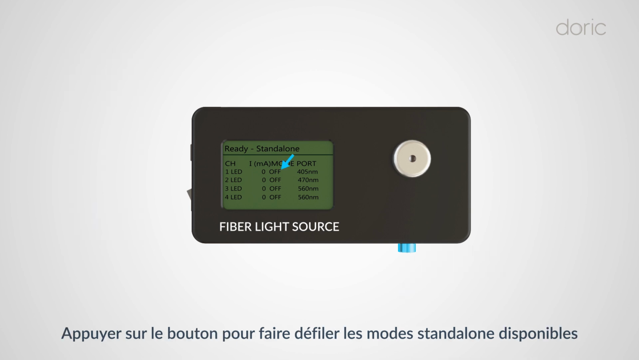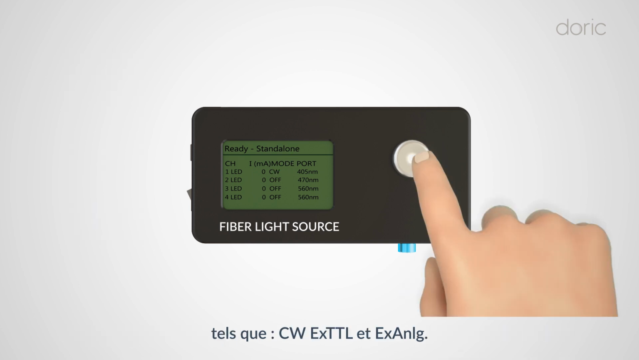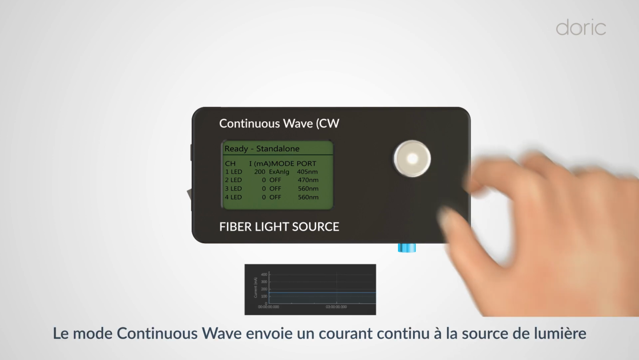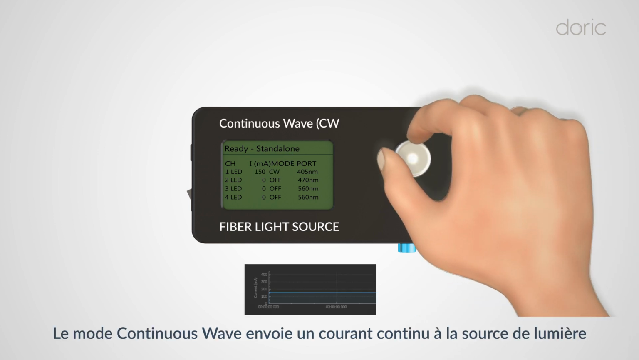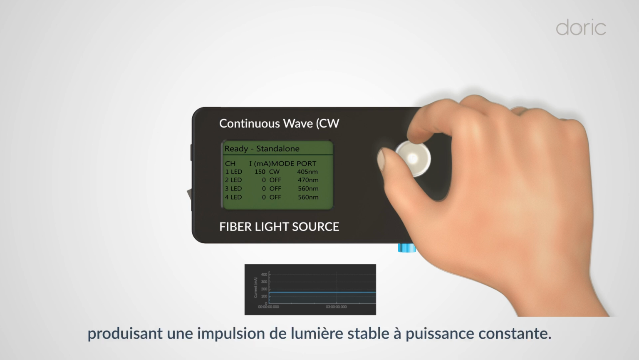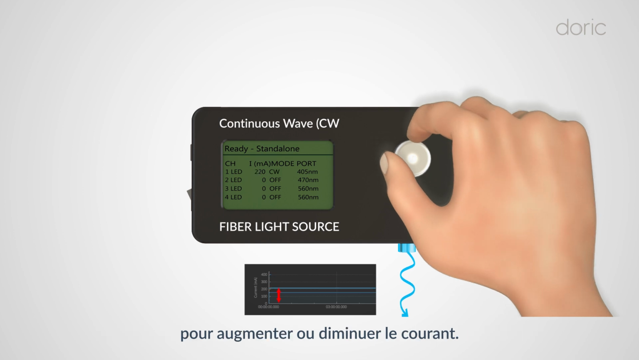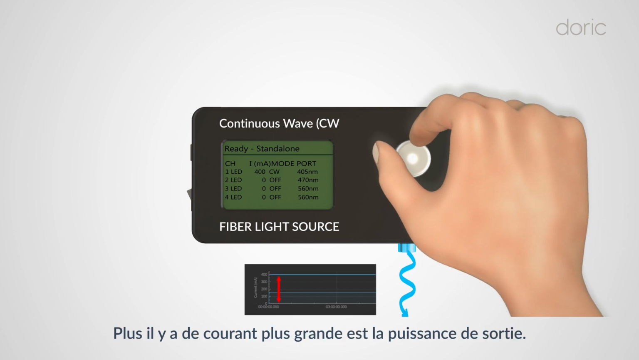Selecting the knob cycles through available standalone modes, such as CW, external TTL, and external analog. The continuous wave mode sends a continuous current to the light source, producing a steady light pulse at constant power. The silver knob on most drivers can be used to increase or decrease the current. The greater the current, the higher the output power.